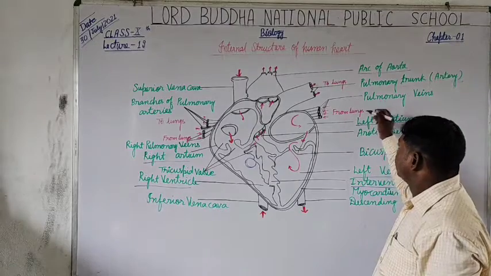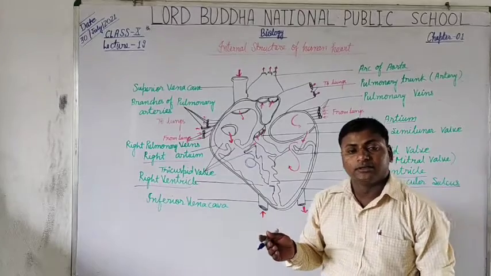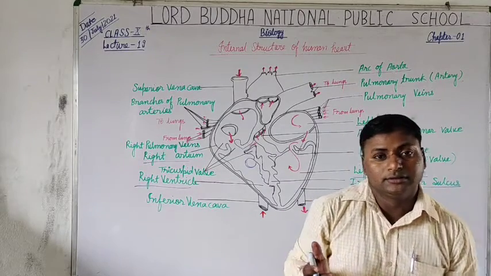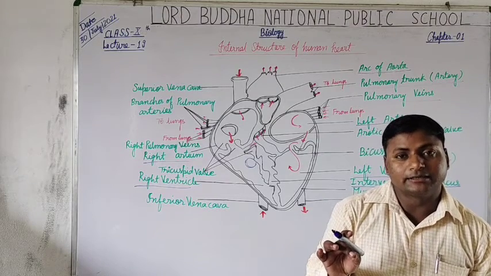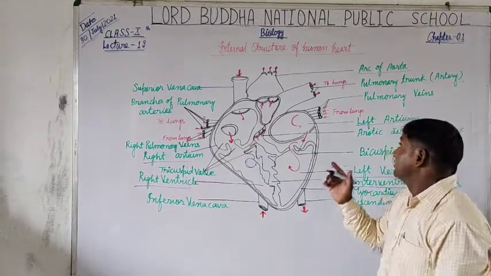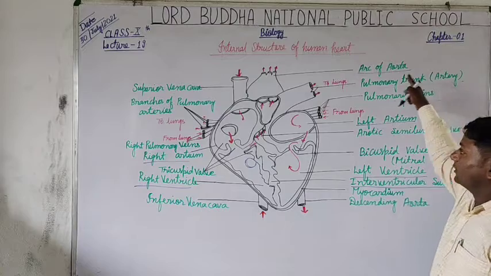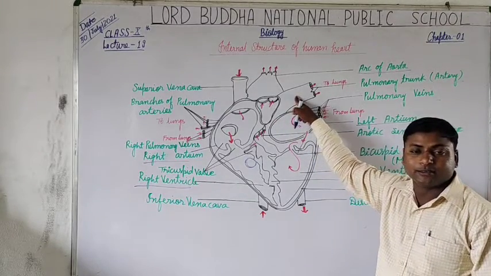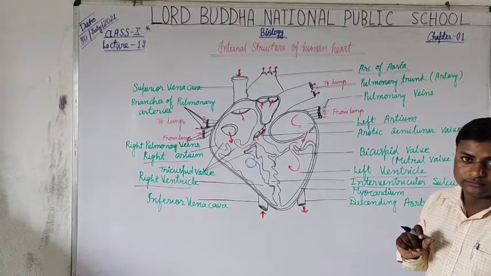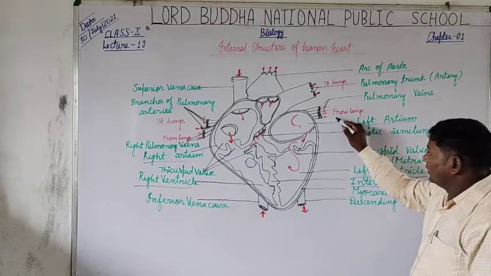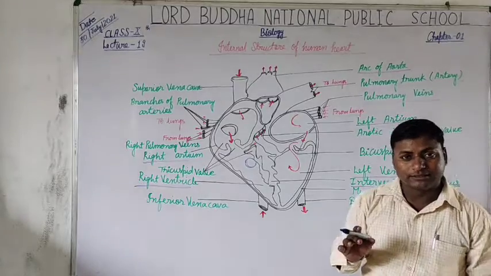And this is the pulmonary vein. These are the pulmonary veins. As I told you, pulmonary arteries always carry deoxygenated blood. And here this pulmonary trunk, it means the pulmonary artery, receives the venous blood or deoxygenated blood and sends it to the lungs for oxygenation. And here it is written, from lungs in pulmonary veins. What does from lungs mean?